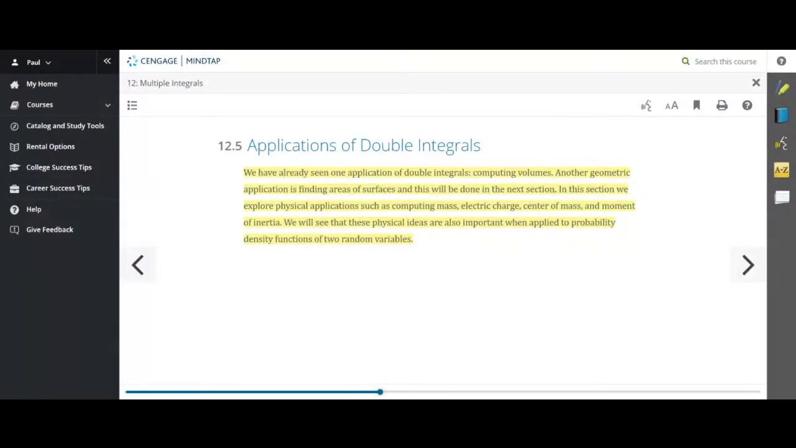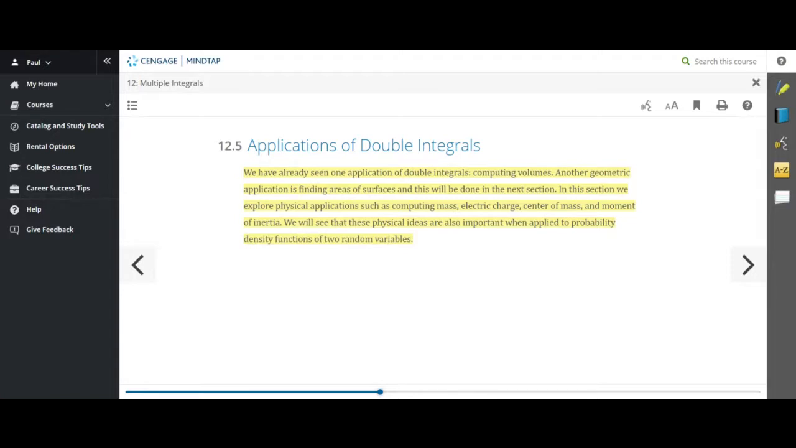Okay, so applications of double integrals. We've already seen one application of double integrals, computing volumes. Another geometric application is defining areas of surfaces, and we'll do that next. In this section, we're going to explore physical applications such as computing mass, electric charge, center of mass, and moment of inertia.